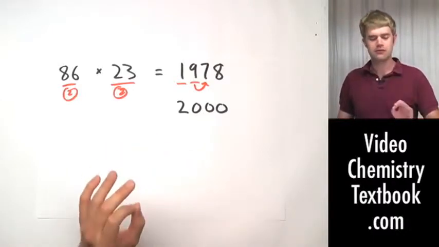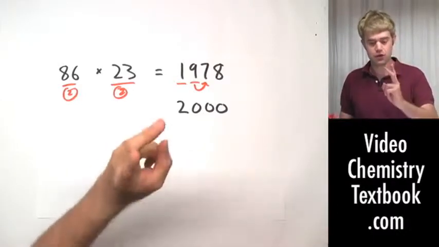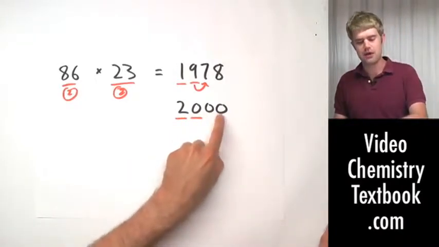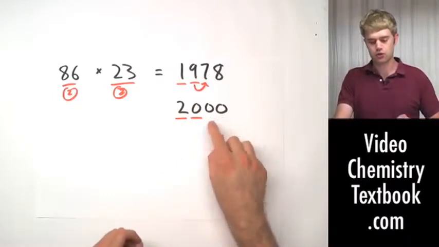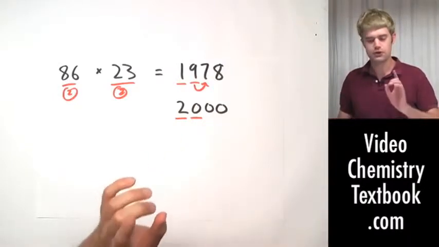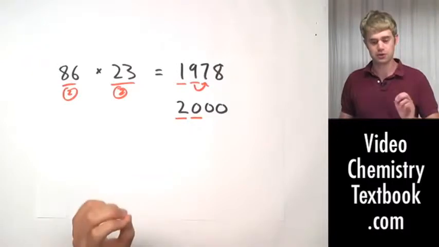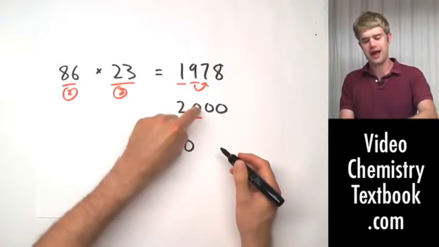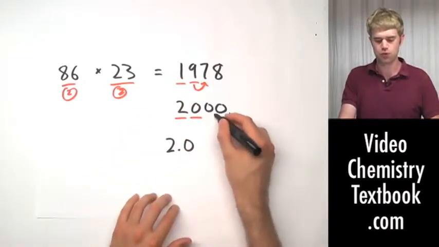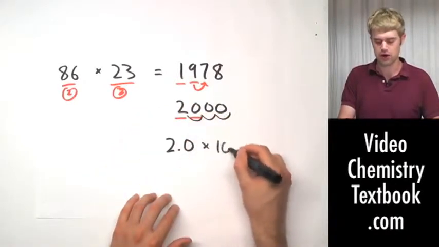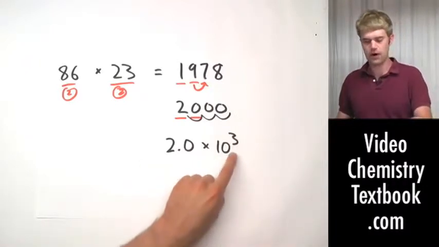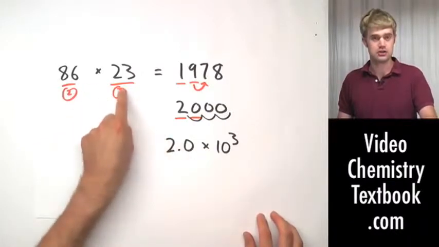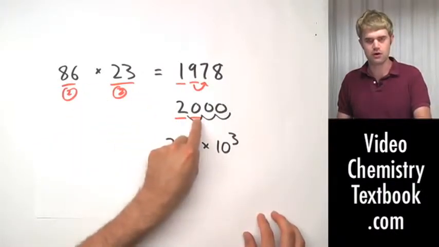Now, how many significant figures should this answer have? It should have 2. I want to keep the 2 and I want to keep the 0, but I don't want to keep these numbers to the right here because they are not significant. So again, scientific notation is the best way to show this. I write this as 2.0, showing that that 0 is significant, and move the decimal place 1, 2, 3 things over. So I'm going to have 2.0 times 10 to the third, showing that there are 2 significant digits in this calculation. This one and this one are significant, but the others are not.